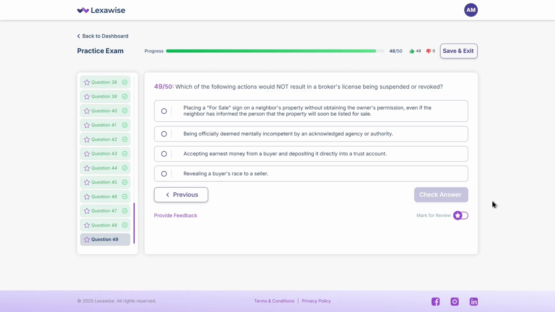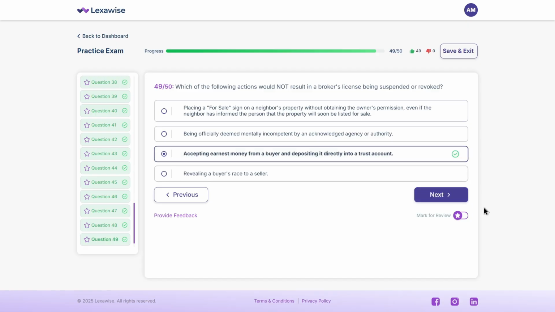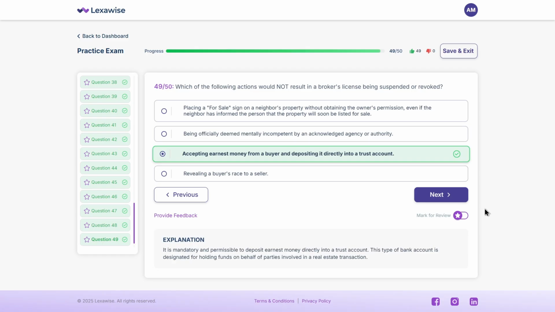The correct answer is C. Accepting earnest money from a buyer and depositing it directly into a trust account. That's actually the correct procedure. Earnest money must go into a trust account, and doing so is fully compliant with license law.